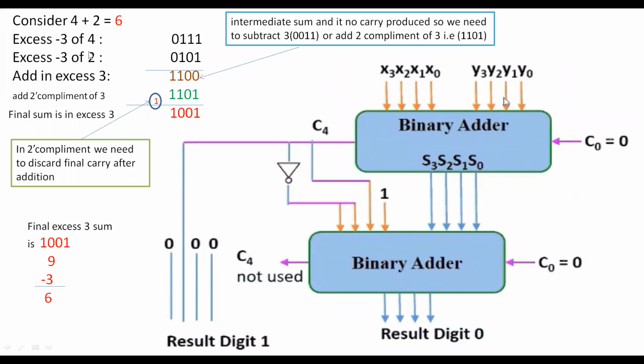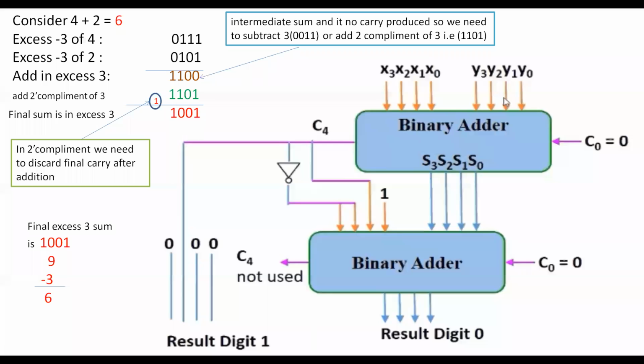I am taking the excess 3 of 4, which is 7, that is 0 1 1 1. Excess 3 of 2 is 5, that is 0 1 0 1. We are adding 7 plus 5, and we got the result as 1 1 0 0. What should I get? The result should be 6, but what came is 1 1 0 0. This is the intermediate sum. Now verify this intermediate sum. In the intermediate sum, no carry is produced, so we need to subtract 3. Since the carry did not come, we need to subtract 3.